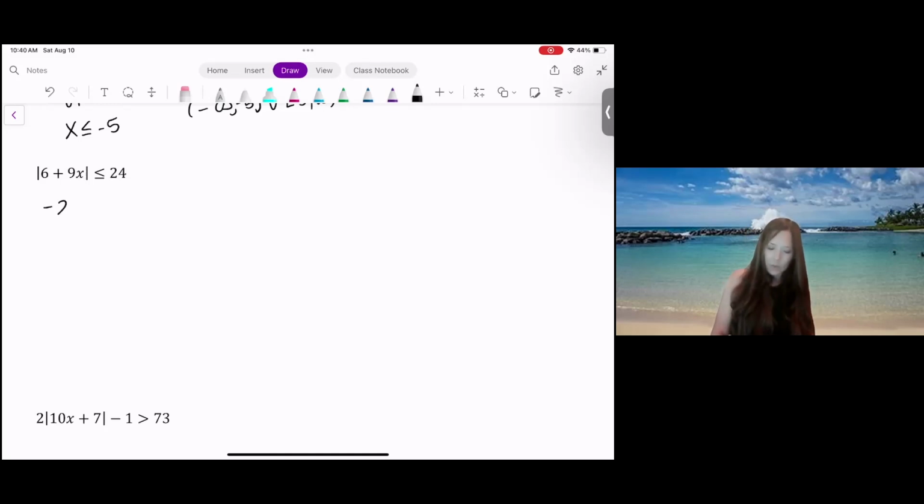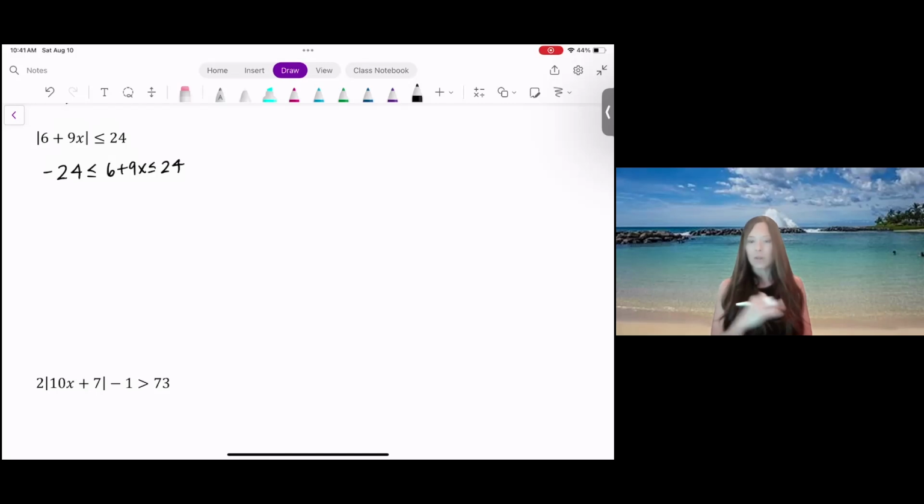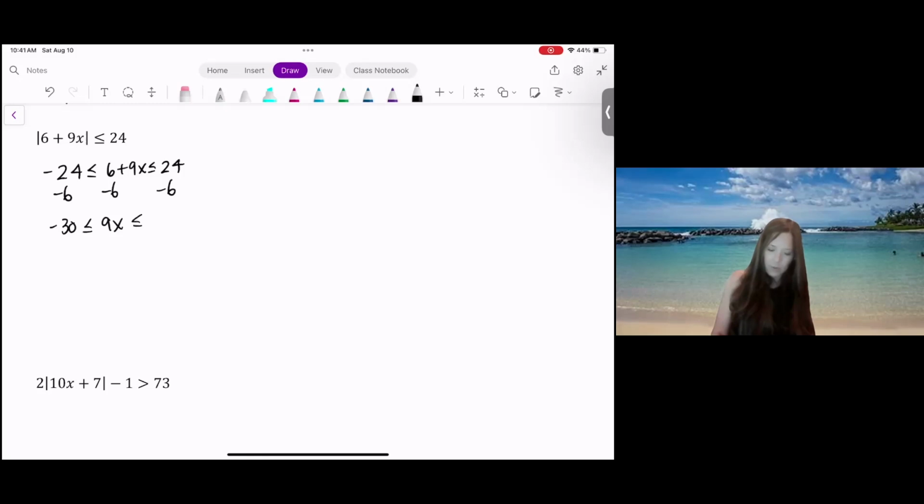So I can say -24 is less than or equal to 6 plus 9x is less than or equal to 24. I'm reversing the order of operations here, which means I'm going to undo the addition before I undo the multiplication. So I'm going to subtract 6 from all three components. That gives me -30 is less than or equal to 9x is less than or equal to 18.